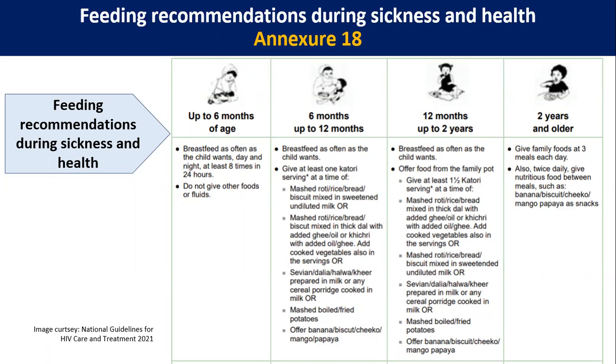Between 6 to 12 months of age, we still encourage breastfeeding, and then weaning is also started. When weaning, we start with semi-liquid and semi-solids, and then solids can be given, like mashed roti or rice, or you can also use fruit pulps, like mashed boiled potatoes.